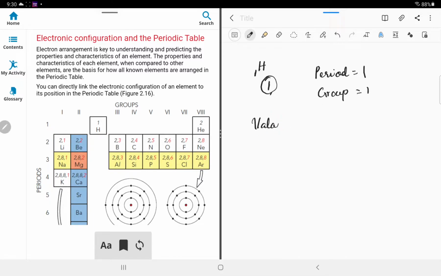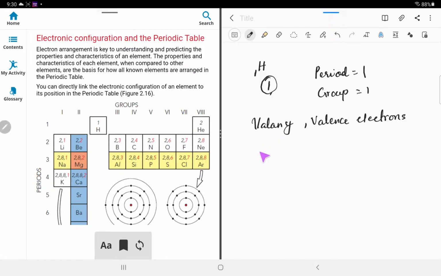What is the number of electrons in the last shell? That is also 1. We have discussed valency and valence electrons. What is a valence electron? Valence electrons are the electrons in the outermost shell of the atom, which we can see in the outermost shell of an atom.